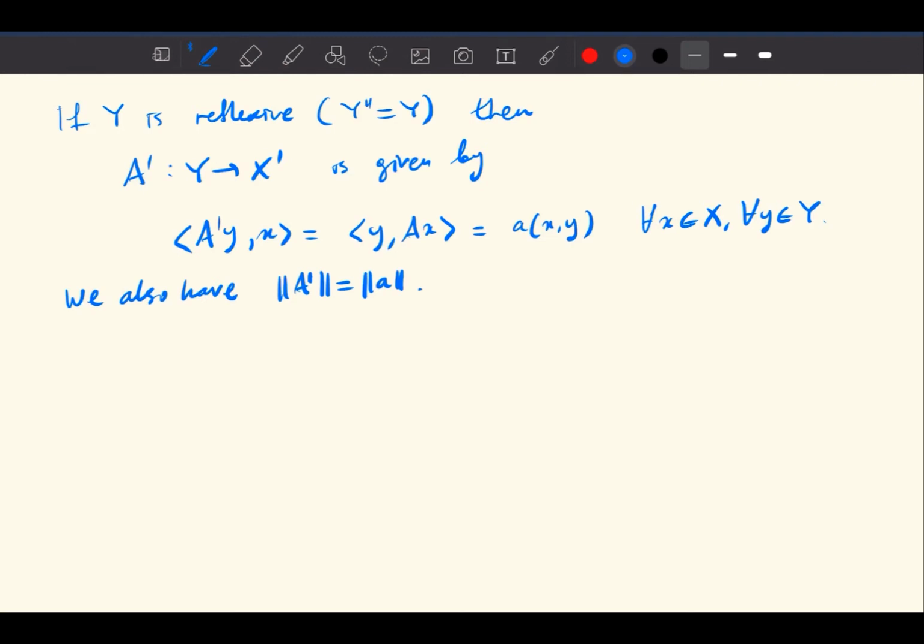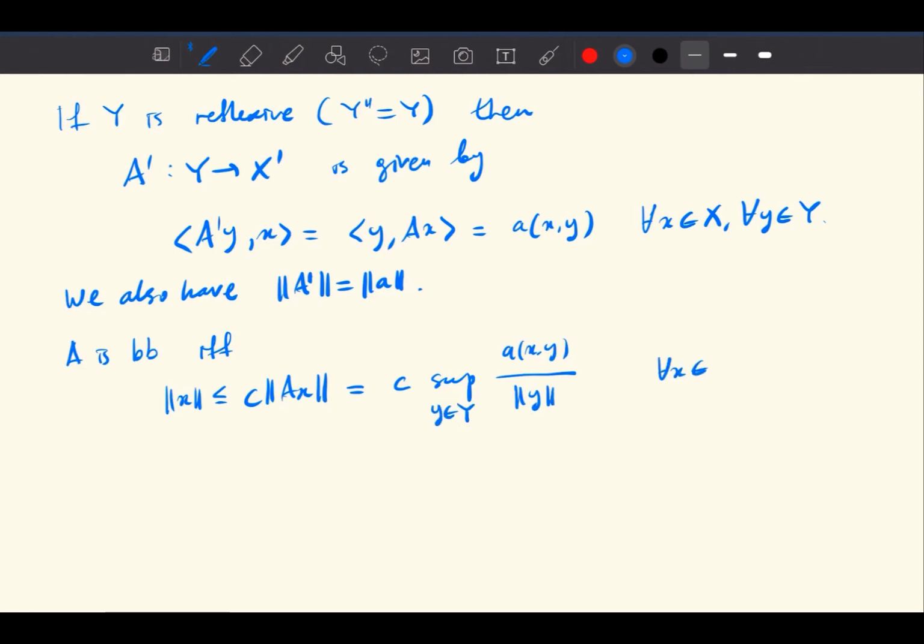Now, bounded below properties are important. Let's write the bounded below property in terms of the bilinear form. The operator A is bounded below if and only if, now this is just the definition of bounded below. Now let's write this norm in terms of the bilinear form. So that's the bounded below property. We can also write this in terms of an inf-sup condition: the inf-sup over x in X of the supremum over y in Y of a(x, y) divided by the norms of x and y. We want this to be strictly positive.